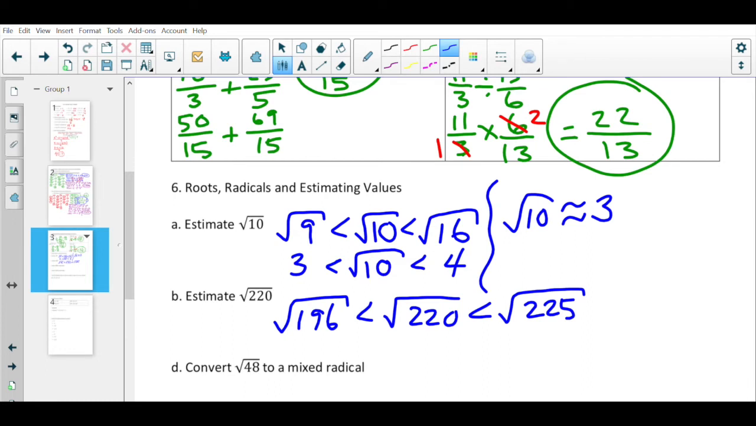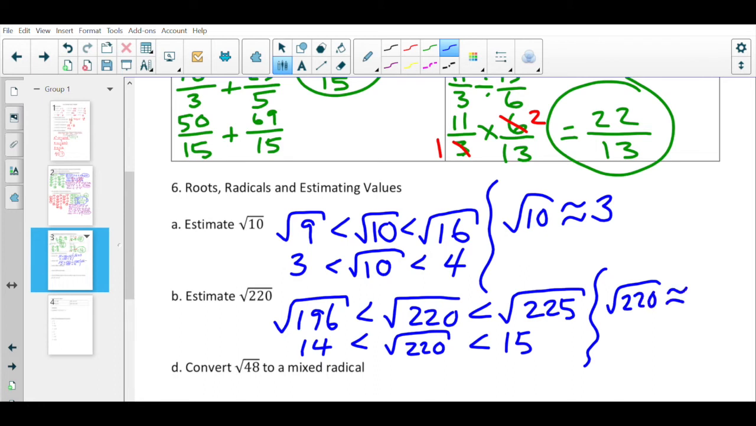Square root of 196 is 14, is less than the square root of 220, is less than, what's the square root of 225? It's a perfect square. That's 15. Now this is easier to estimate. The square root of 220 is somewhere between 14 and 15. And we see that 220 is closer to 225, so if we need a whole number estimate, the square root of 220 is roughly equal to 15. Okay?